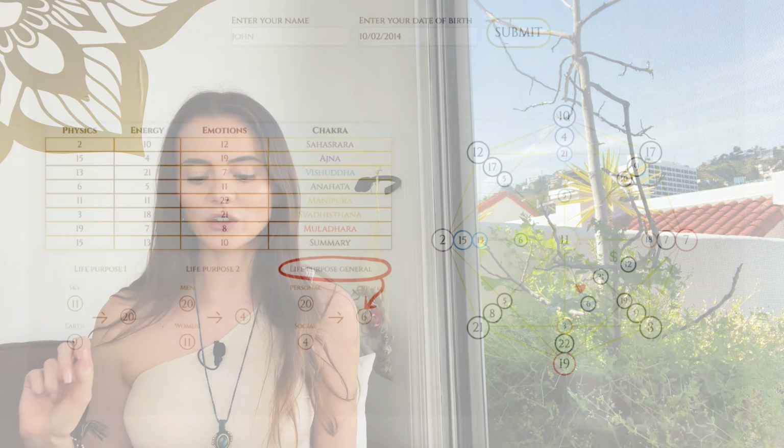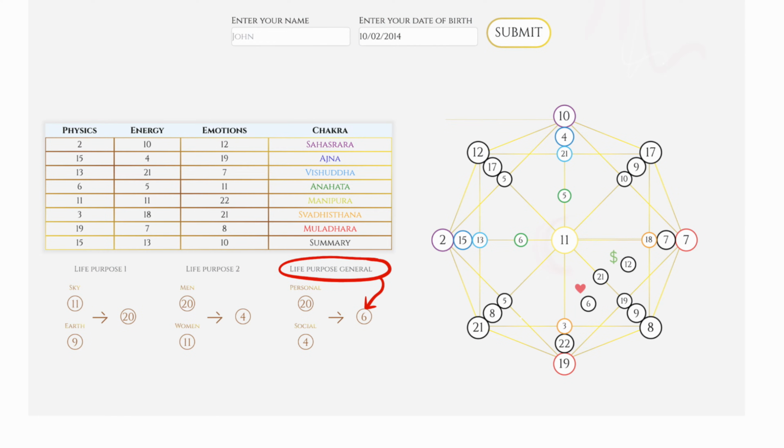Then, the second most important number and energy would be your life purpose, and that would be life purpose general. So in this case it's 6, and you see it consists of the first, personal and social, together, and this is your life purpose for your entire lifetime. So you will be impacted by this energy, and this is the description of what you are here to do, what you should be doing.